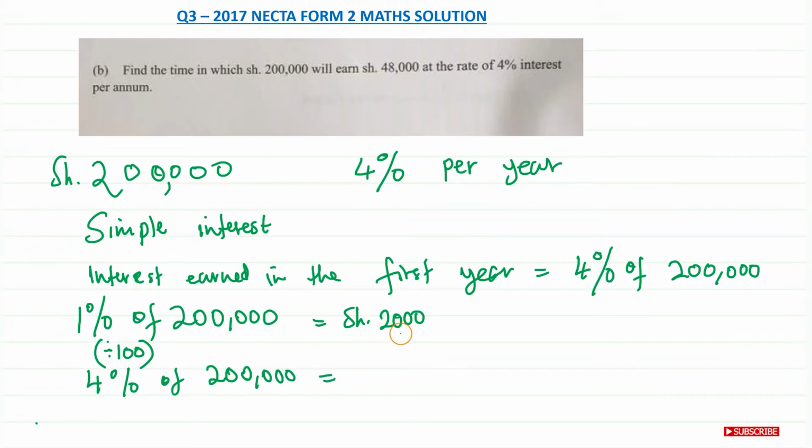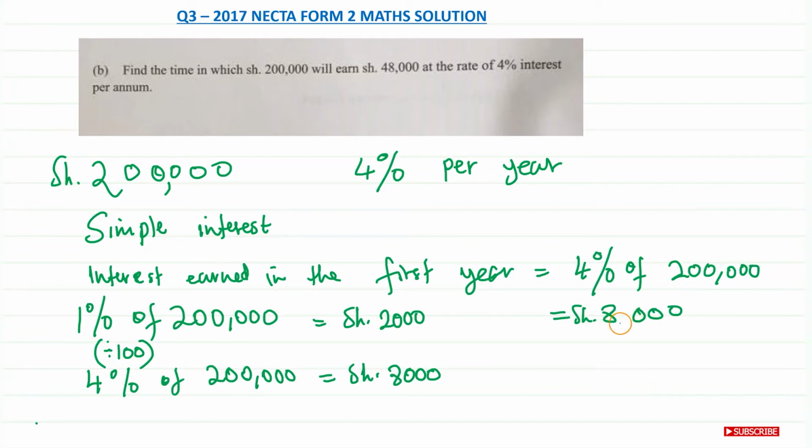If 1% is 2,000, well, 4% is going to be 4 times that. So 2,000 shillings times 4. That's going to be 8,000 shillings. Okay, so each year you get 8,000 shillings.